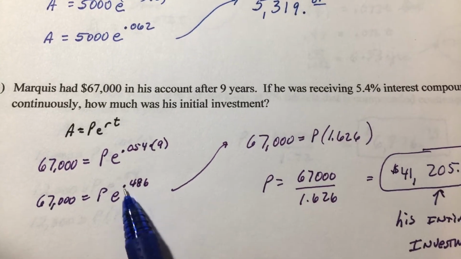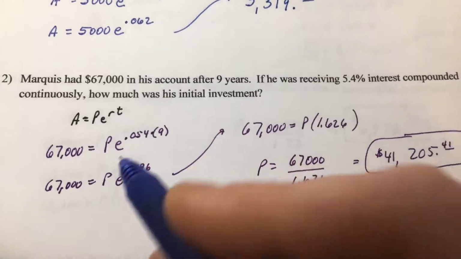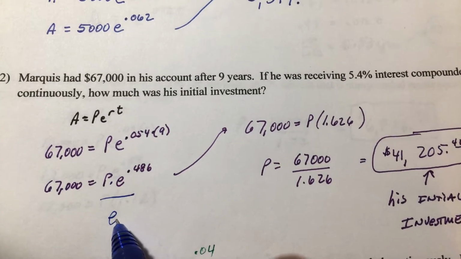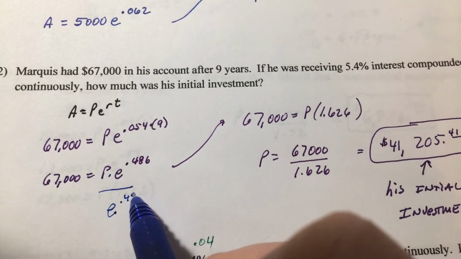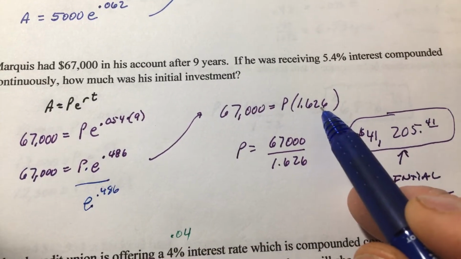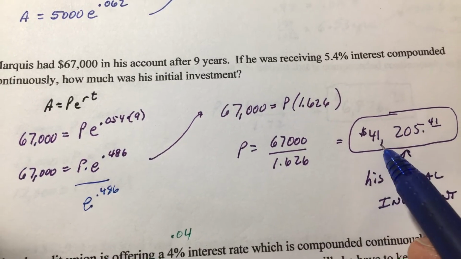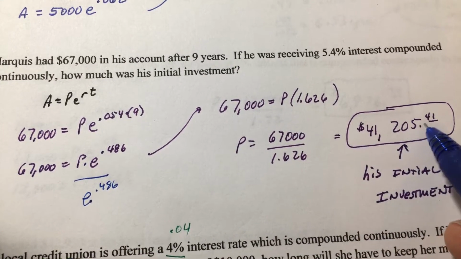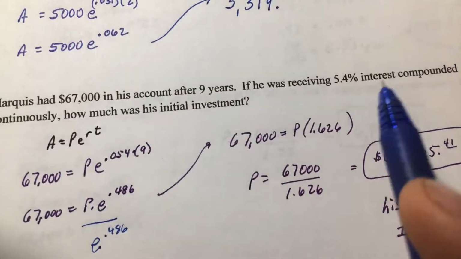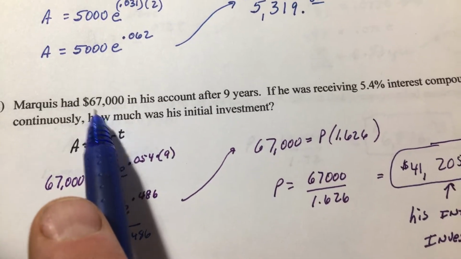Now, don't get confused by this. Look and realize here's your variable P, and you're multiplying it by something. So how do we get that P by itself? You want to divide by that number. Go ahead and punch this in your calculator and get 1.626, and then that's what you can divide by. And you figure out that he started off with $41,205.41, got 5.4% interest every year. So 9 years later, he ends up with a bigger amount, $67,000.